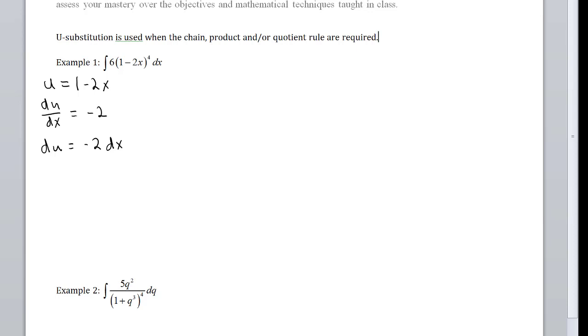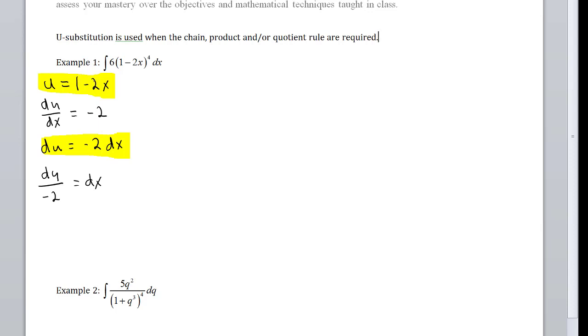So we have the U and the DU, and that's what we're going to use to substitute in. But you might notice that there isn't a -2 in our original function. There's a 6. So the easiest thing to deal with is to move the -2 over with the U so that we just have the X. There are other options, but that's the easiest.